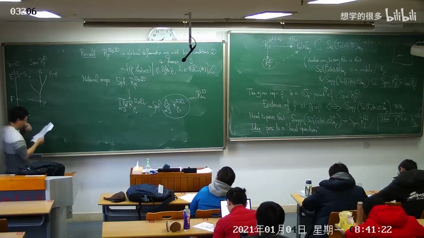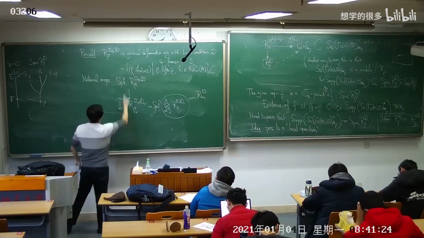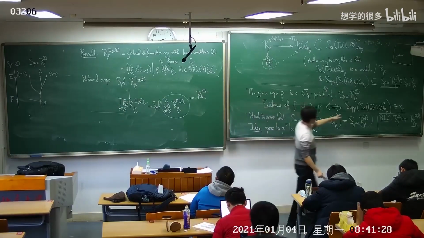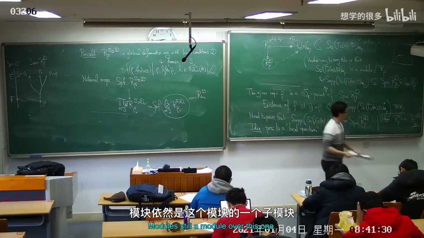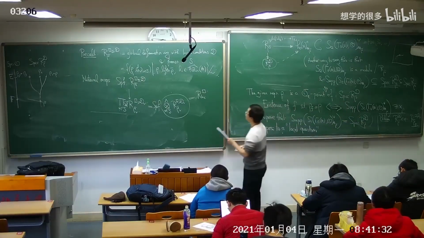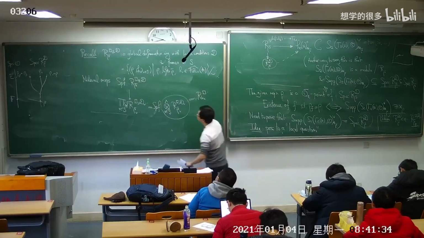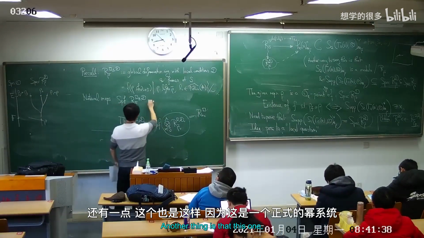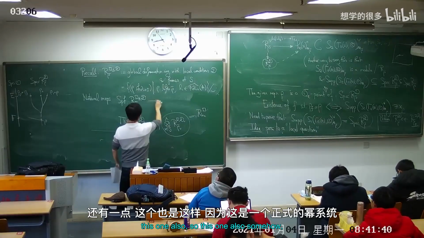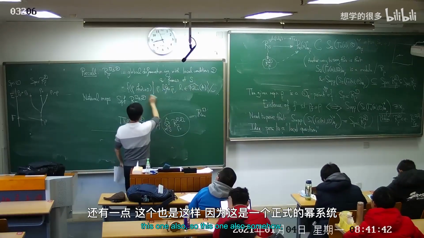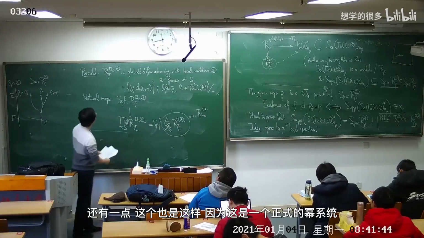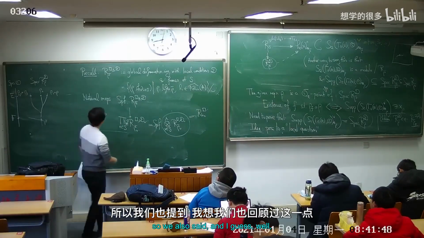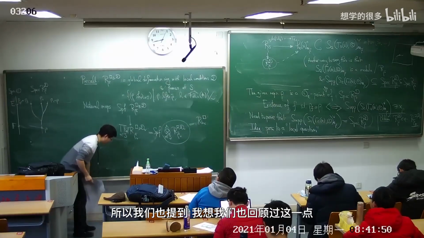So that relates to rings, but then my module doesn't quite pass. The module is still a module over this one. Another thing is that this one also, somehow, because this is a formal power series ring. So we also said, I guess when we discussed this.